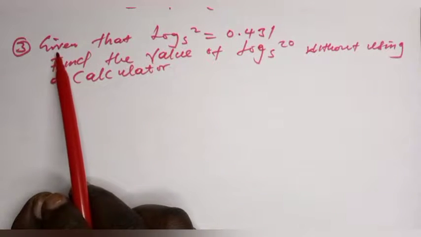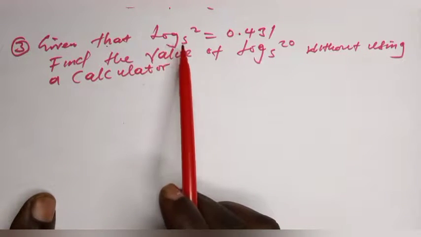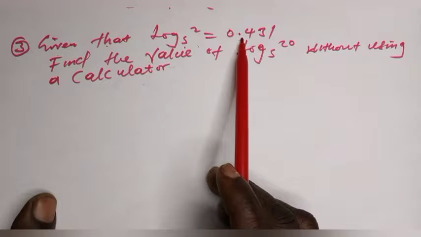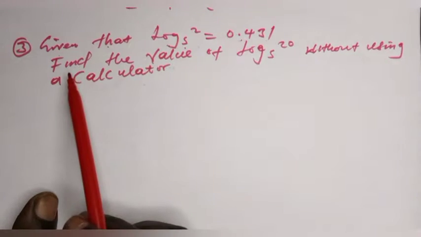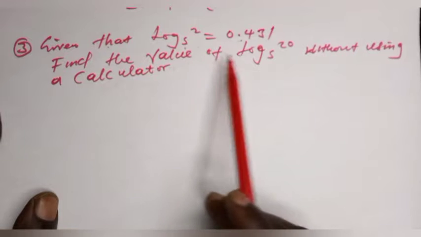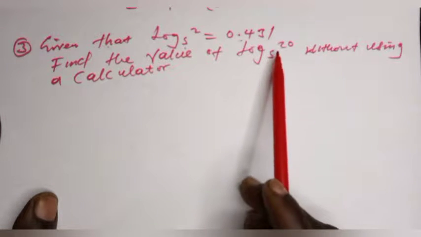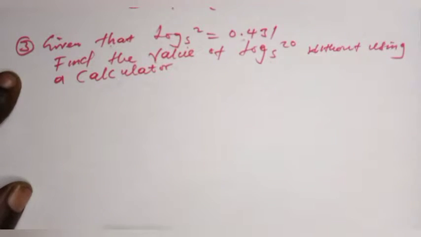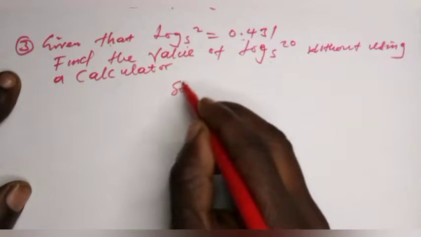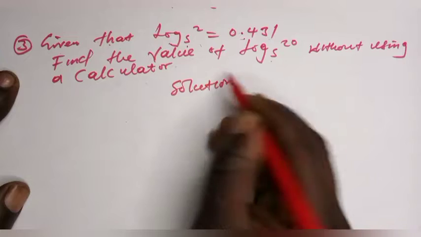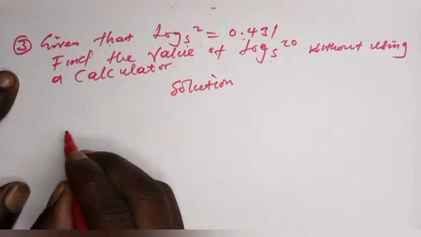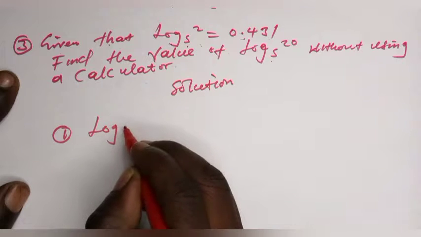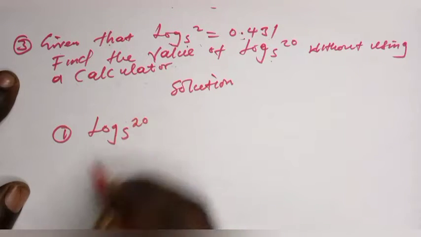They are saying, given that log 5 to the power 2 is equal to 0.431, then find the value of log 5 to the power 20 without using a calculator. Then let's start. For the solution, log 5 power 20.